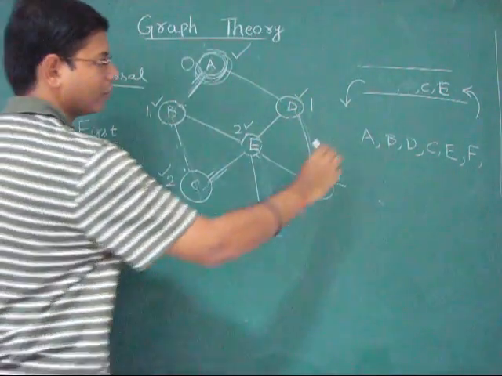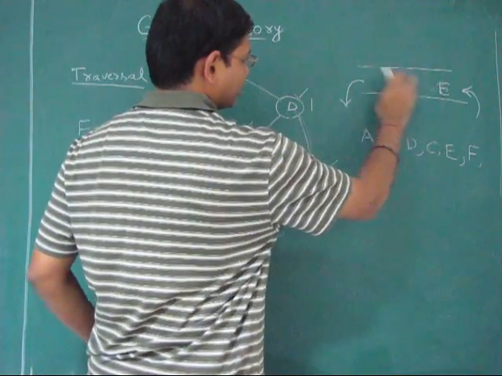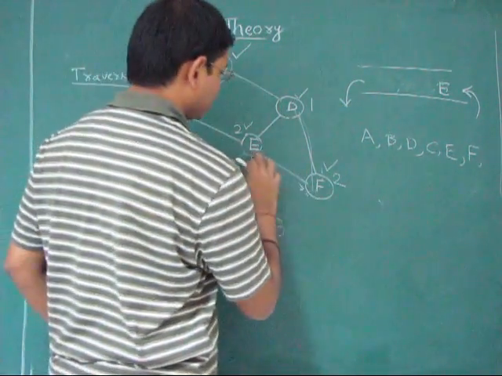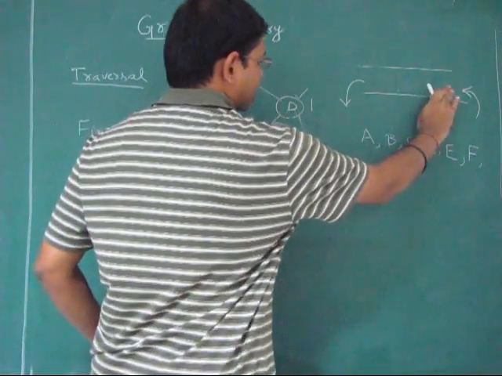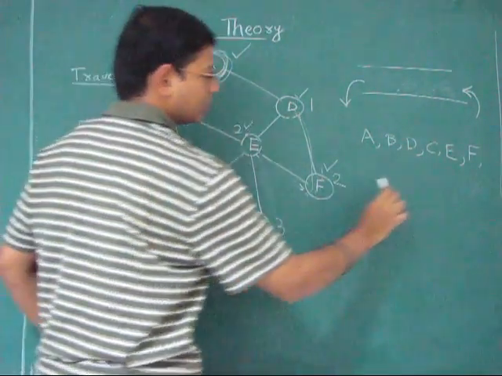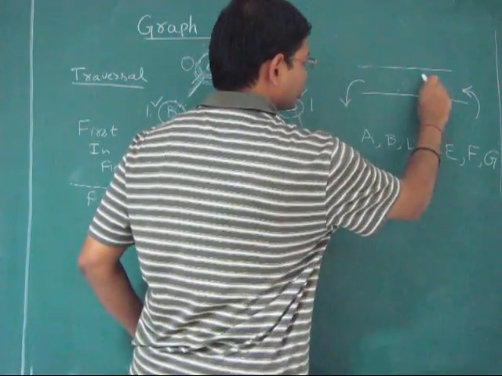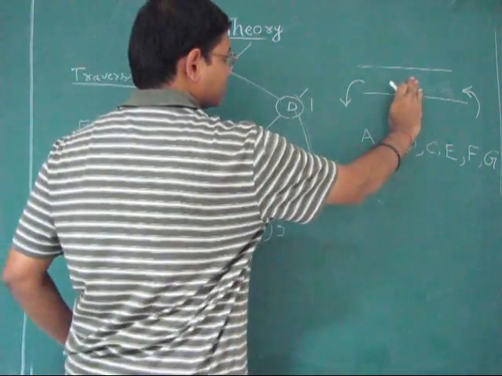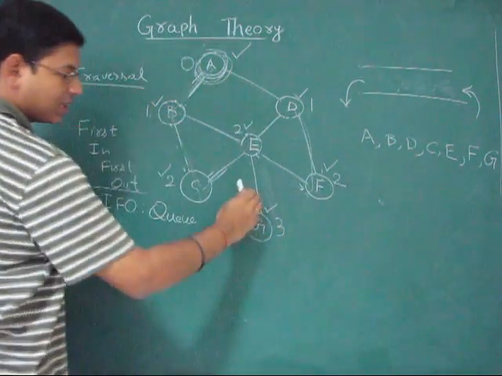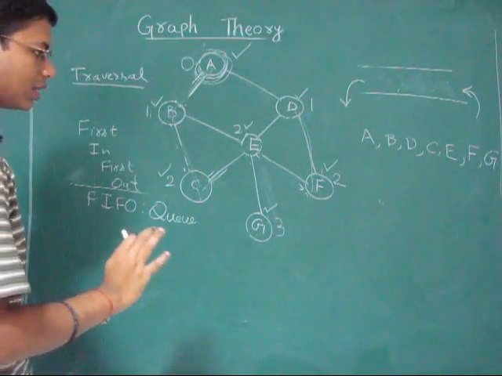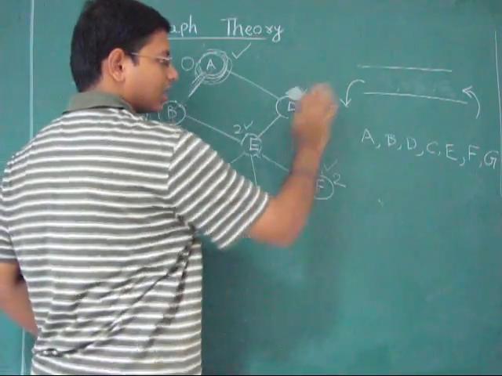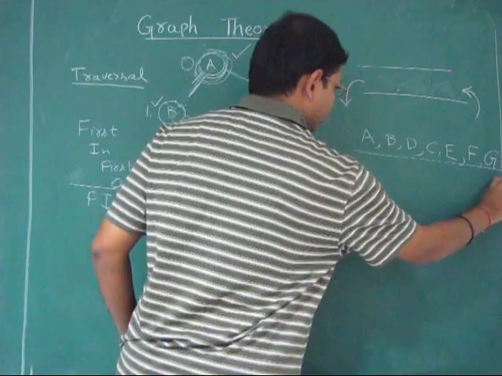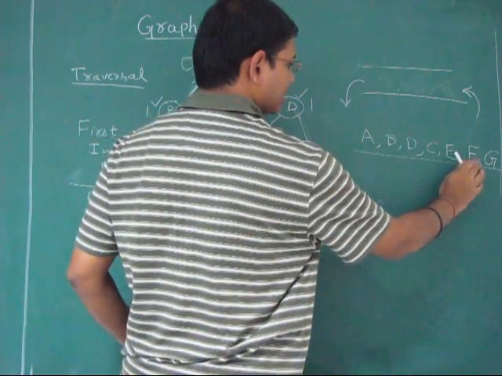Next we take the front element C and check if it has any unvisited neighbors. It doesn't have any. So we again remove E and check if it has any unvisited neighbors. We have got G, and push it back to the queue and mark this as visited. Finally we remove the vertex G and check if it has any unvisited neighbors. It does not have any. So the algorithm is complete because the queue is empty now. The order in which we visit the vertices is A, B, D, C, E, F, G.